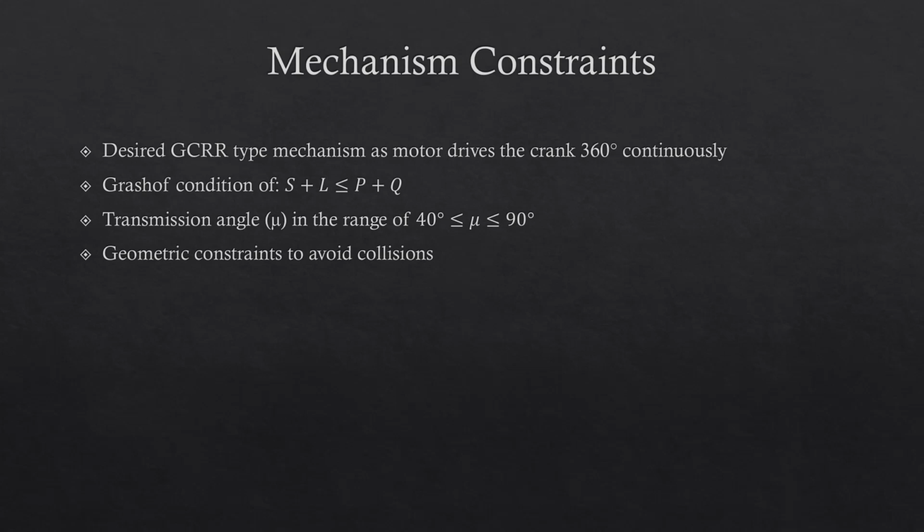For this task, the mechanism constraints are that the motor shaft continuously rotates 360 degrees, implying that a Grashof crank-rocker-rocker type mechanism is desired. The Grashof condition, shortest plus longest being less than or equal to the sum of the other two linkages, must be followed. Additionally, the transmission angle μ must be in the range of 40 to 90 degrees for smooth travel. And finally, the geometric constraints must be considered to avoid collisions with other linkages.